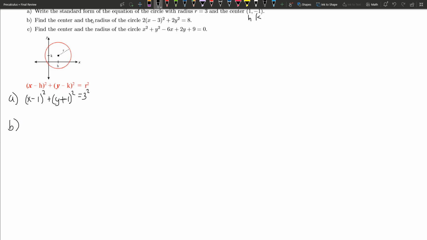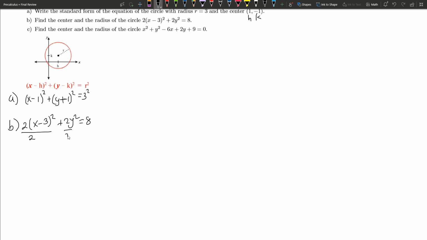Okay, so let's see. Find the center and radius of the circle given by the equation, equal 8. So we want to take this and get it in this form, right? I want to see my h, I want to see my k, and see the radius very clearly. Now it's almost in that form, but not quite. So let's actually write that and put it in that form: 2(x minus 3) squared plus 2y squared equals 8. All right, so first thing I see, there's a 2 here, there's a 2 here, and this number is divisible by 2. So I'm going to divide everything by 2.